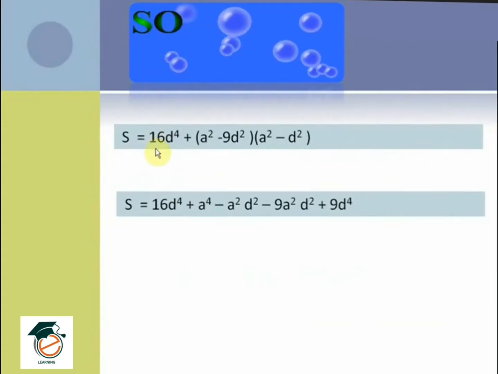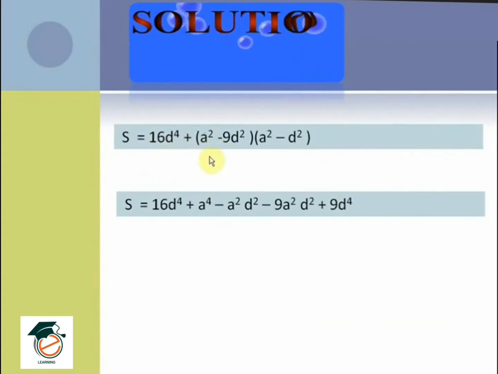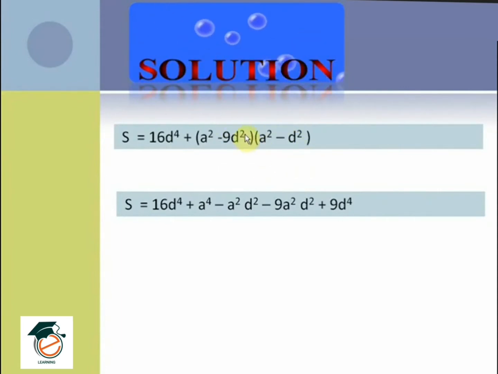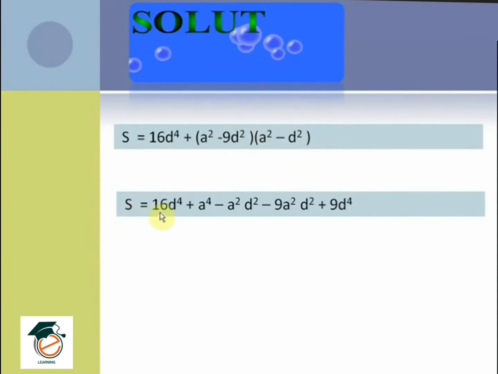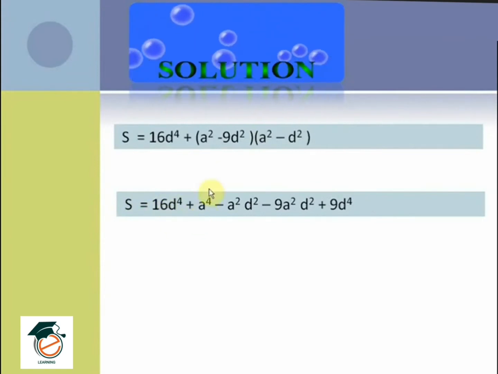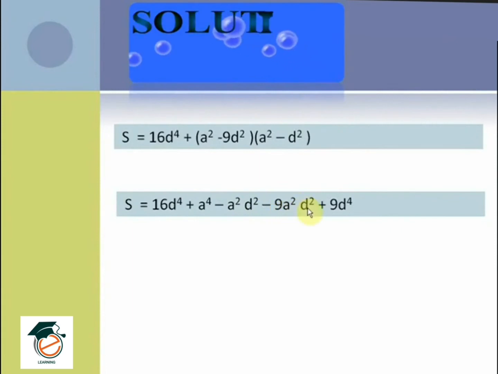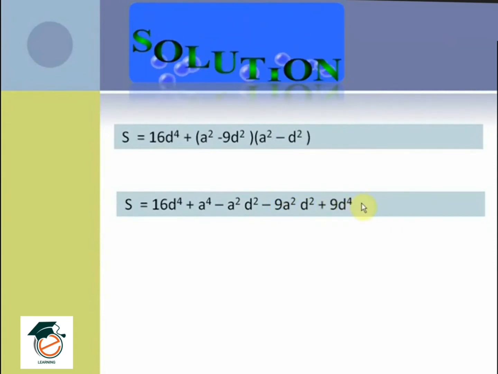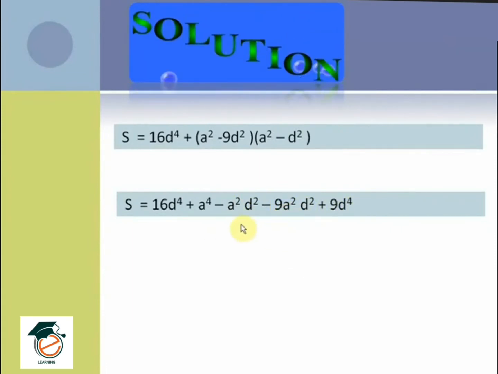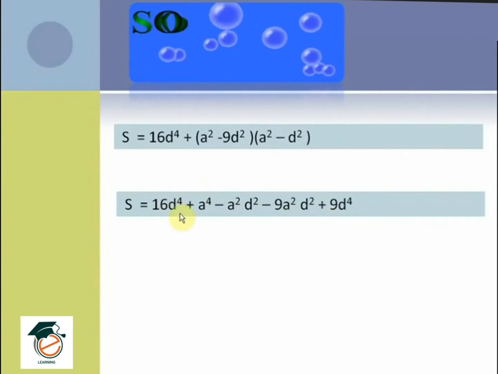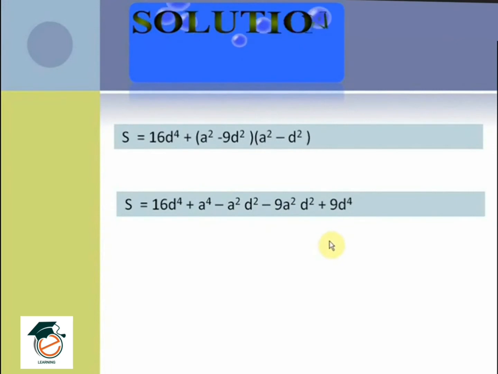s is 16d to the power of 4 plus a square minus 9d square into a square minus d square. When we multiply both these terms, what we get is s equal to 16d to the power of 4 plus a to the power of 4 minus a square d square minus 9a square d square plus 9d to the power of 4. Now, when we add these two terms, we get minus 10a square d square, and when we add these two terms, we get 25d to the power of 4.